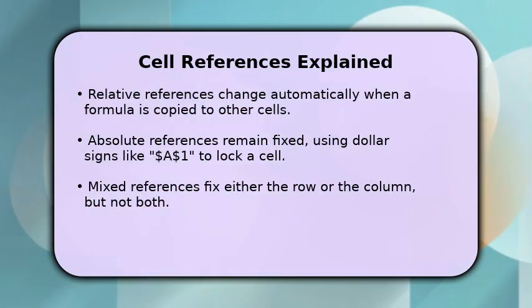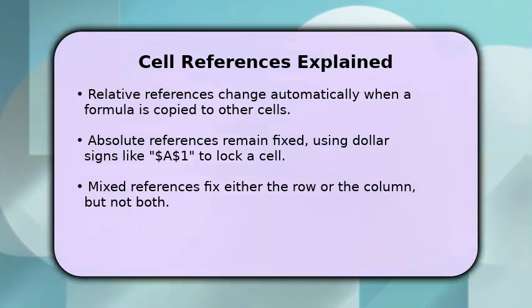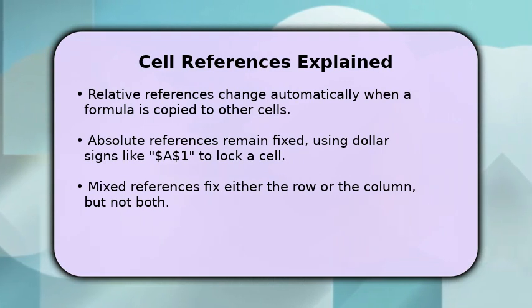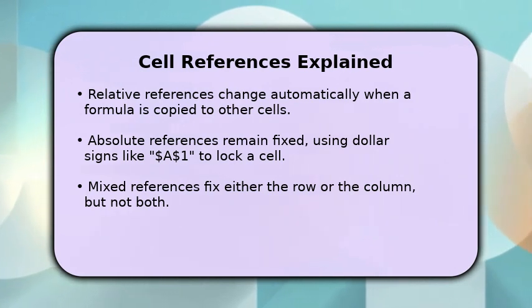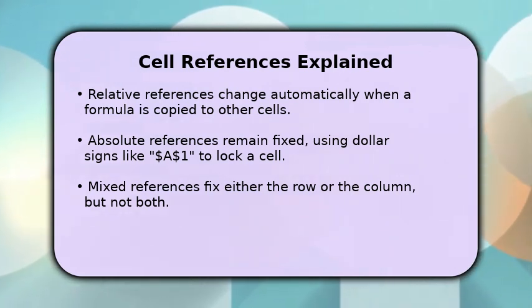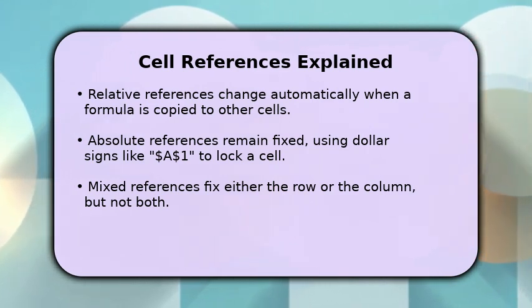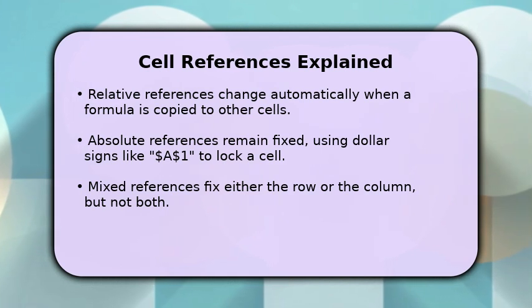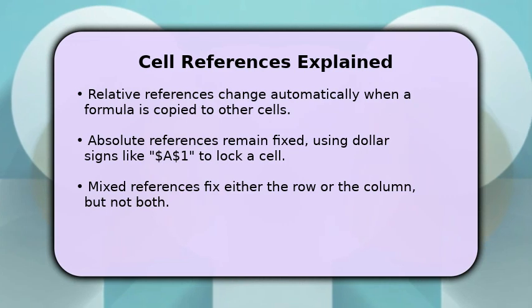Finally, let's understand cell references. Relative references, like A1, adjust when you copy a formula to a new location. Absolute references, such as $A$1, stay fixed, always pointing to the same cell, which is crucial for calculations involving a constant value. Mixed references, like A$1 or $A1, lock either the row or the column. Mastering these reference types is key to building robust and error-free spreadsheets.